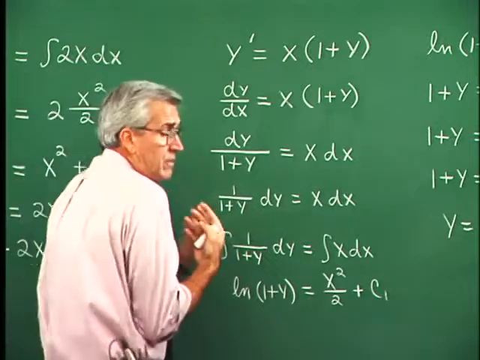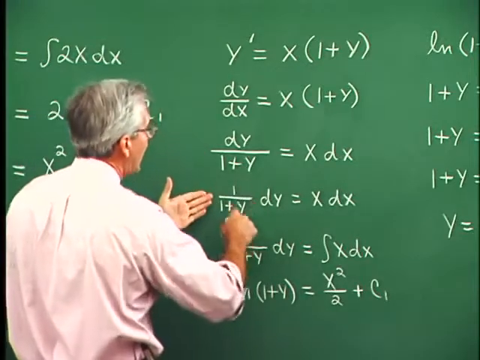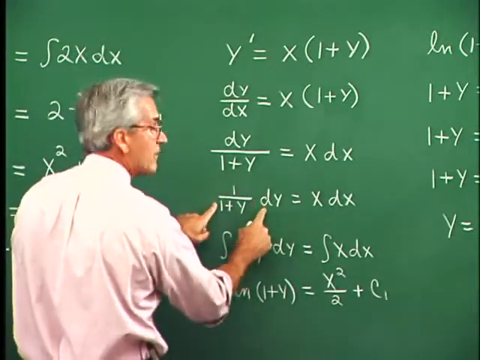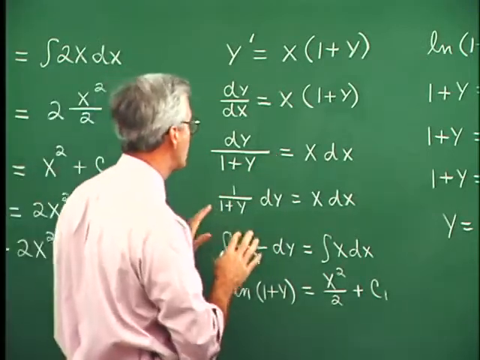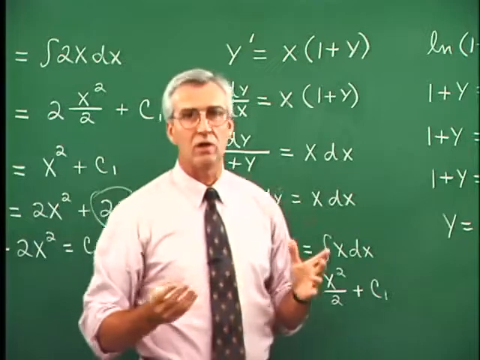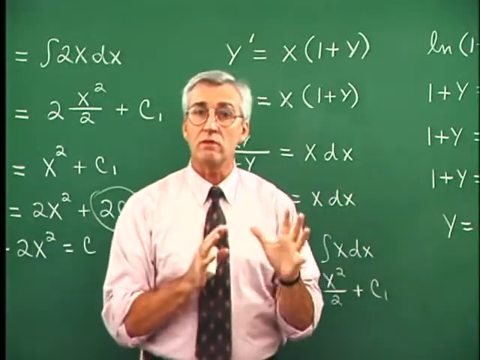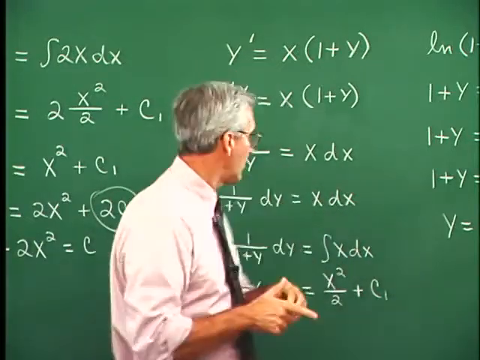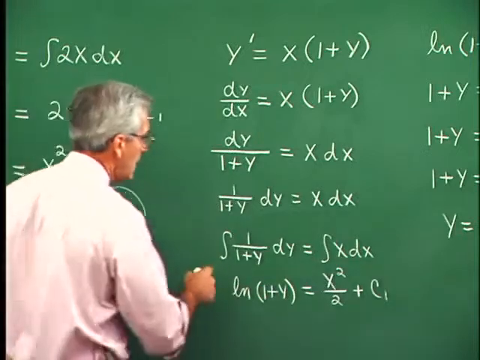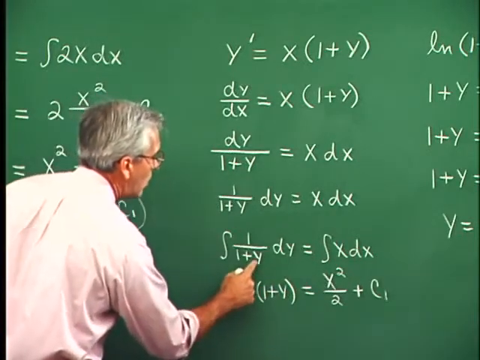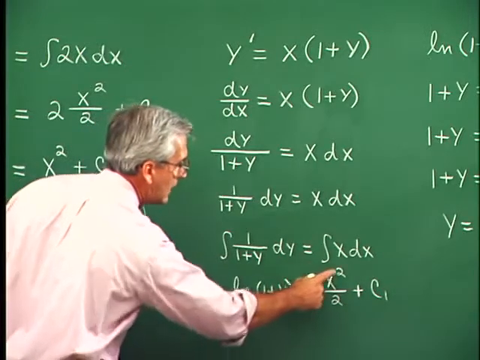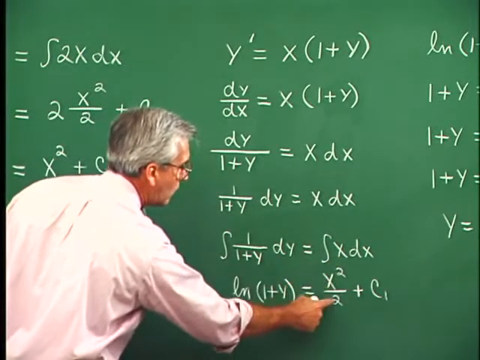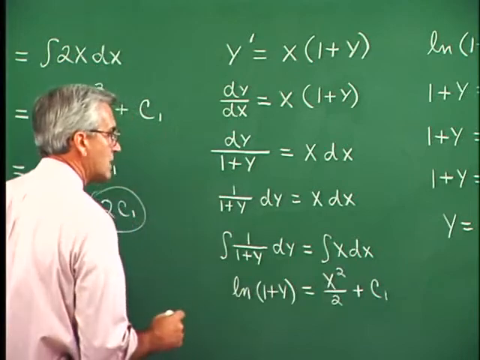But just for me personally, I can recognize the integration easier in this form than I can in that form. And that's what you might consider as well. You might like this, and that's perfectly all right. But put it into a form that you're familiar with, and then integrate on both sides, and it becomes pretty easy. So the integral of 1 over 1 plus y dy is natural log of 1 plus y. And on the right, this is x squared over 2, and we add the constant.